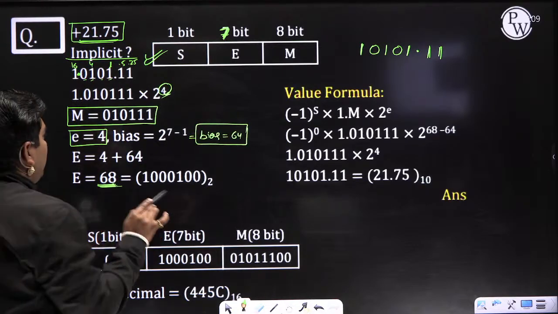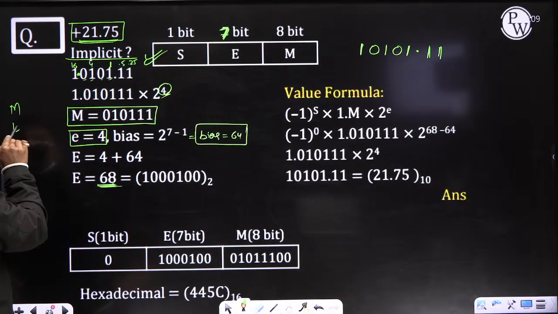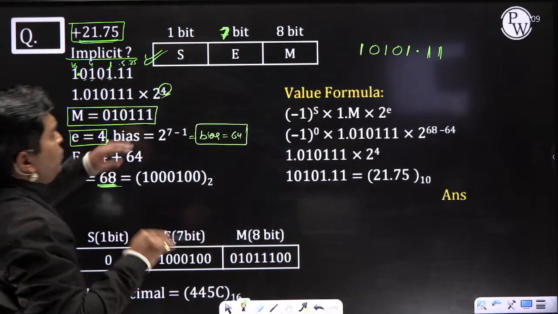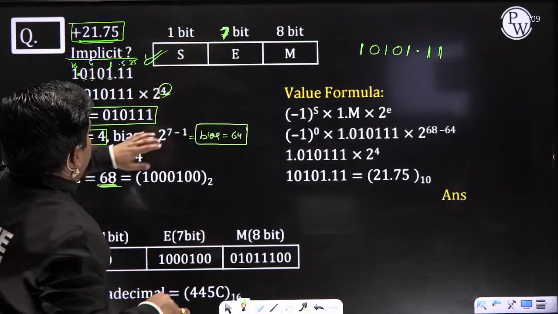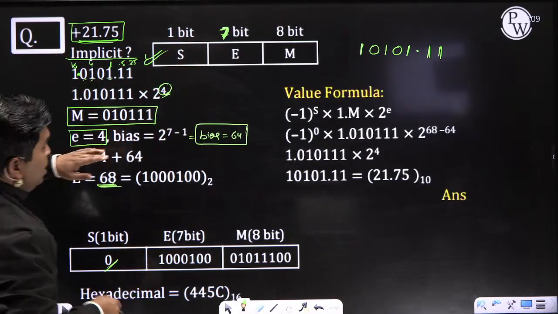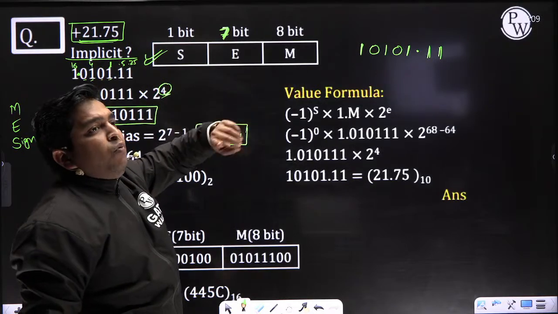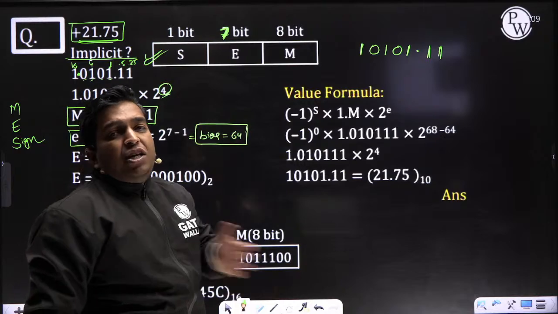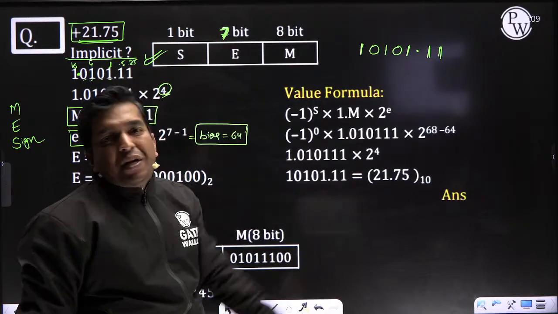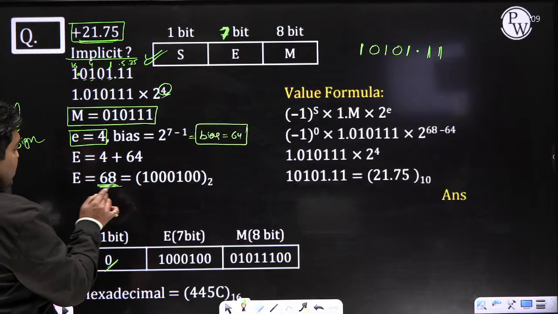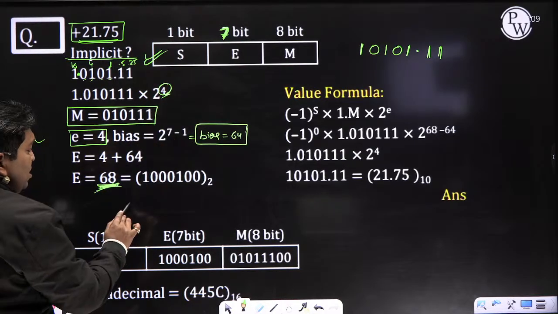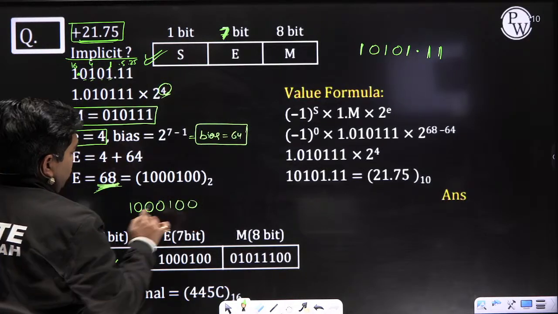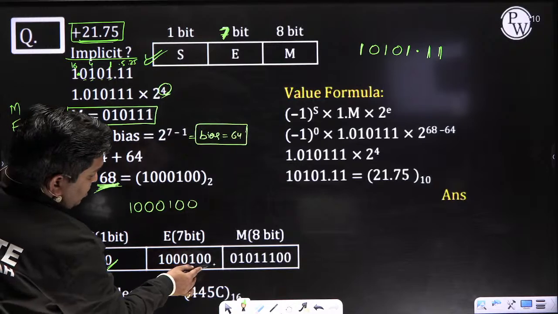Okay, so what do you get? You get the mantissa, you get capital E, you get the sign value. Now how do you represent it? 1 bit for sign, and because it is a positive number, it is 0. And 7 bits for capital E. What is capital E? That is called the biased exponent. How do we get it? Small e, the actual exponent, plus bias. So the value is 68. You have to write it in 7 bits: 64, 32, 16, 8, 4, 0, 0. Clear? You are getting these things.